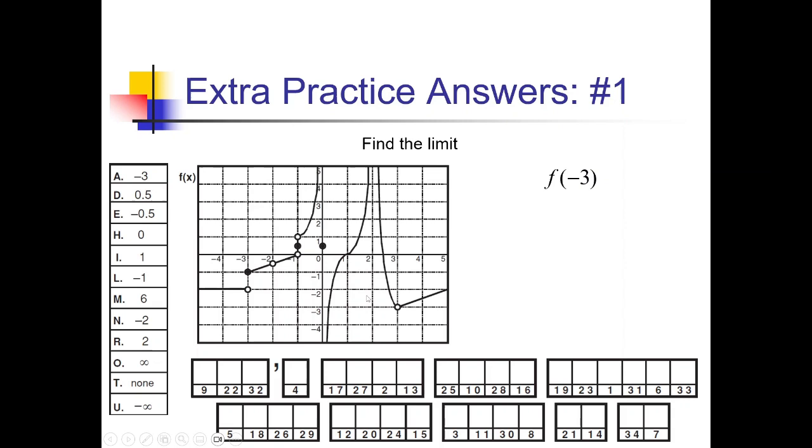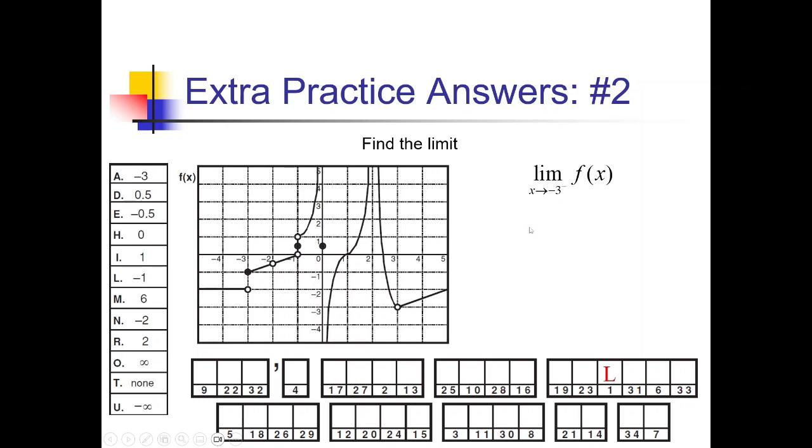So f of -3, that's where the graph actually is at -3 for the x value. That's right here. We have to use the solid dot to identify that spot, and the y value at that solid spot is going to be -1. So -1 is this answer. That corresponds with L over here in the answer column, which I just moved over to the left to get it out of the way. So L is going in spot 1, which is right there.